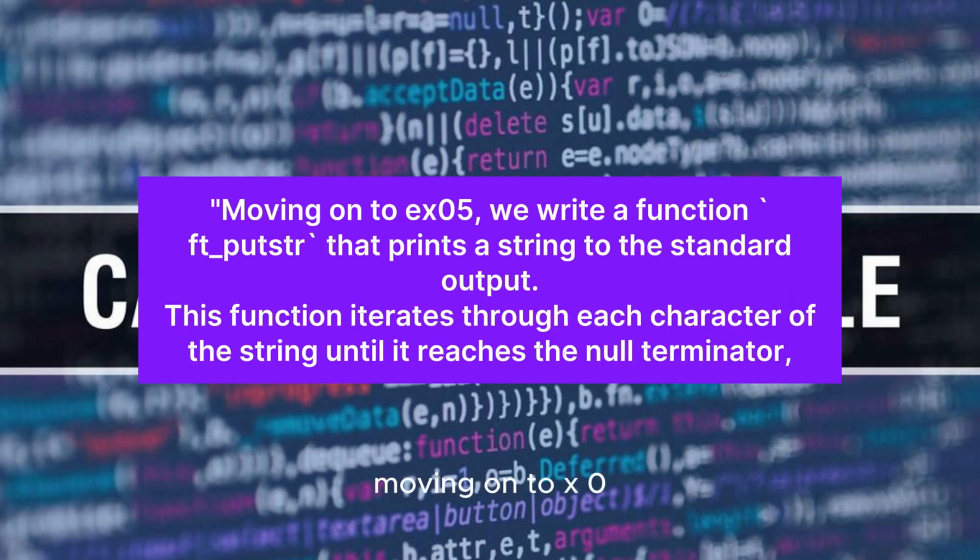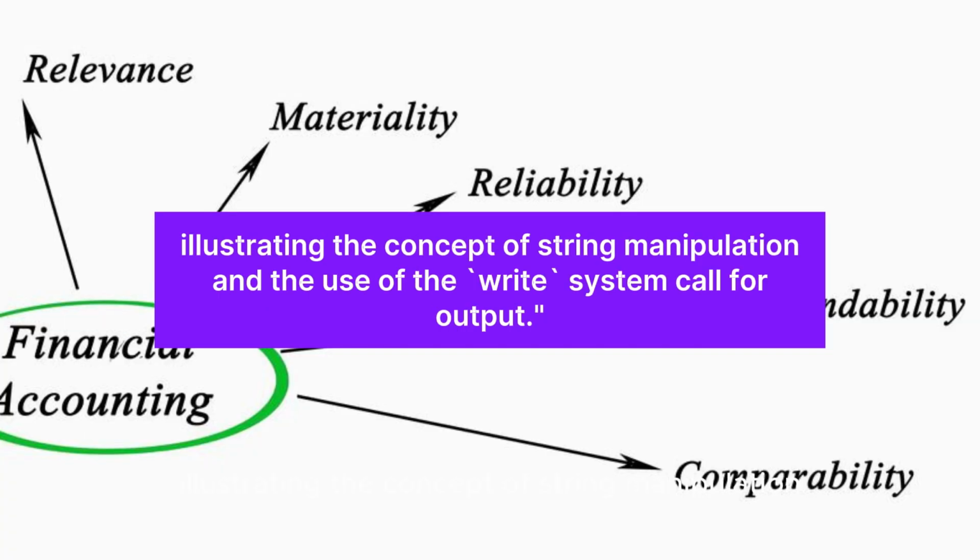X05 ft_putstr.c. Moving on to X05, we write a function ft_putstr that prints a string to the standard output. This function iterates through each character of the string until it reaches the null terminator, illustrating the concept of string manipulation and the use of the write system call for output.